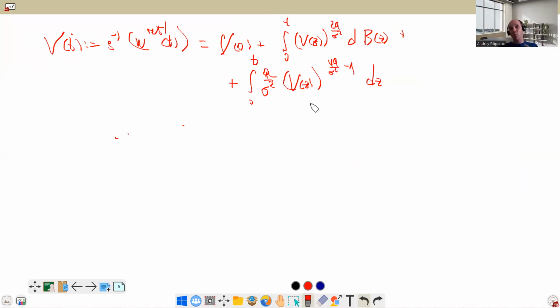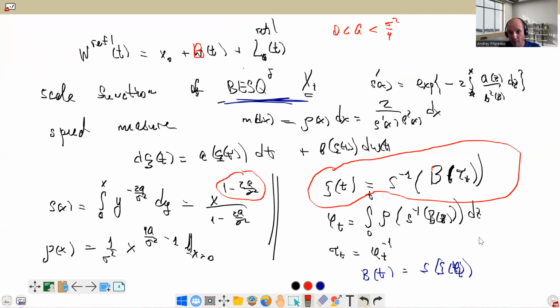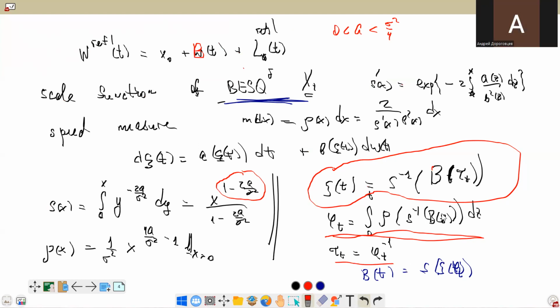And now we make a transformation of time using this phi and using this inverse function. And you can represent, and here not B, but W reflected. We use this W reflected.